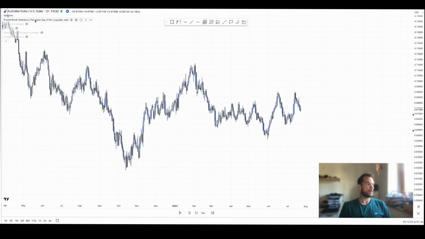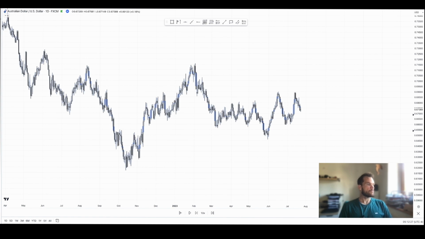The fractal break and balance, fair value gap, liquidity void, this highlights these imbalances that are left over, past and current, just so it's easy for me to identify. I play around with this multi-time frame breaker structure. There's a few other ones here that I've been playing around with, but nothing I actually really use in my trading. So let's get started.